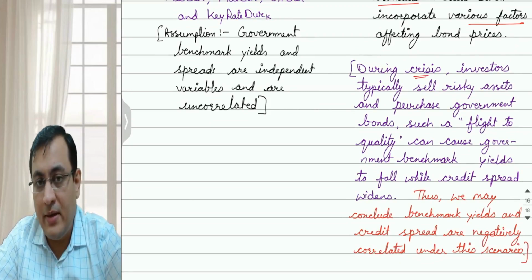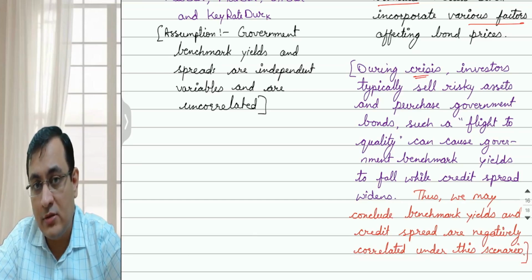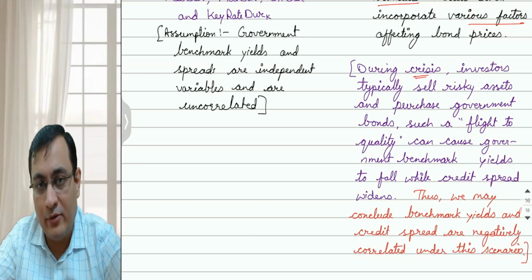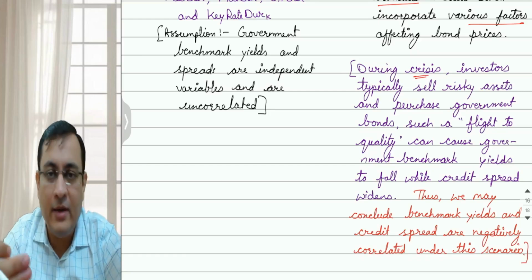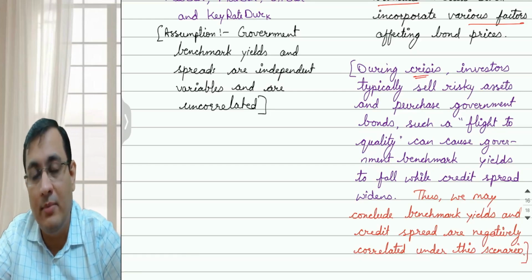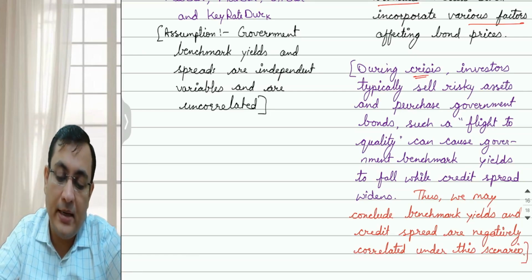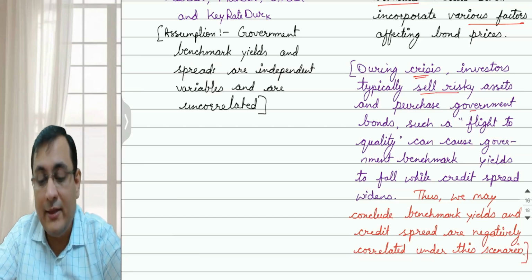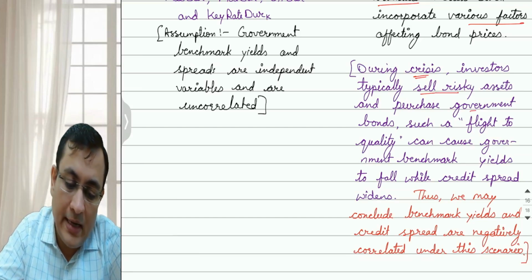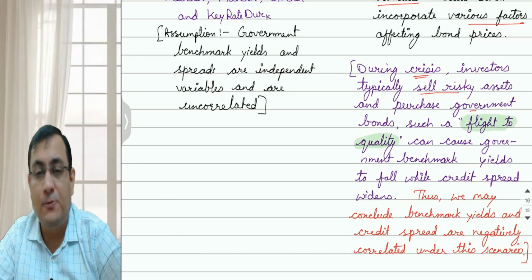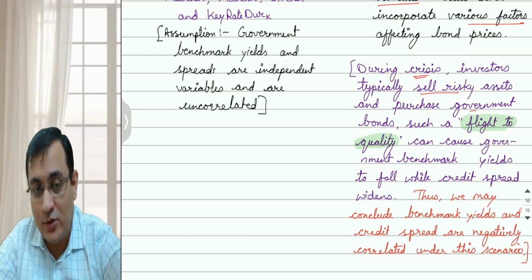During a stress period, investors would like to hold government securities in comparison to corporate bonds. So what are they going to do? They sell the corporate bonds if they are holding them, and generate additional demand for government bonds. So investors typically sell risky assets, that is corporate bonds, and purchase government securities. This particular phenomenon is called flight to quality.